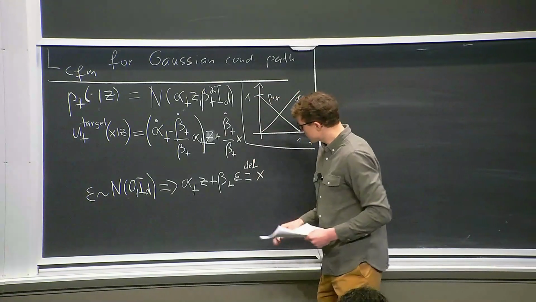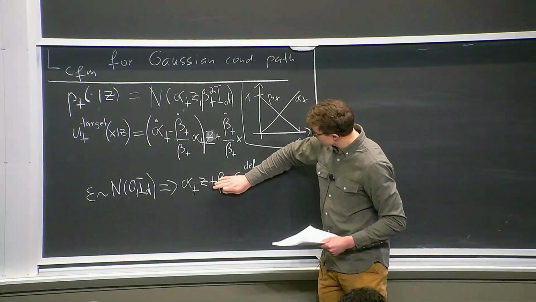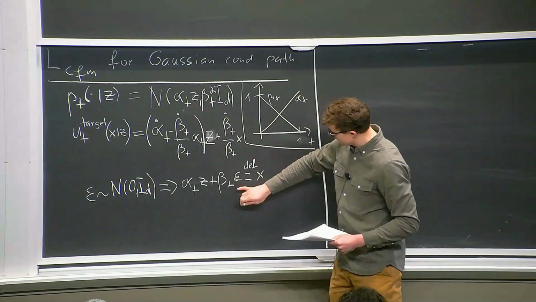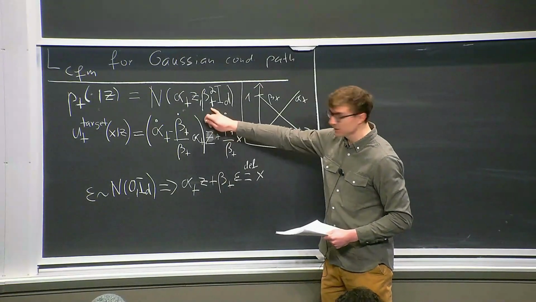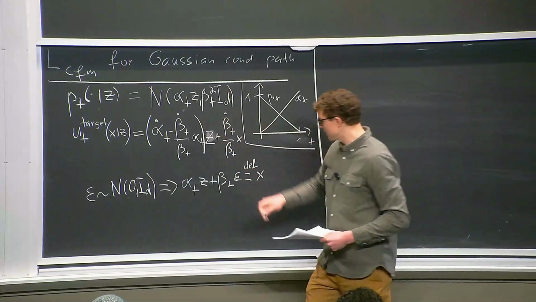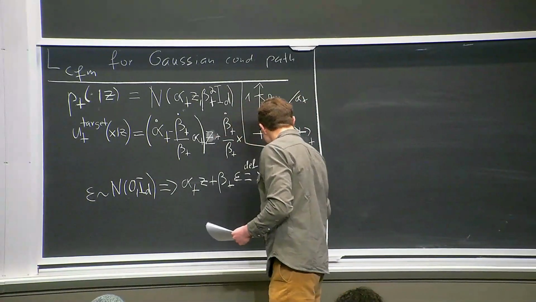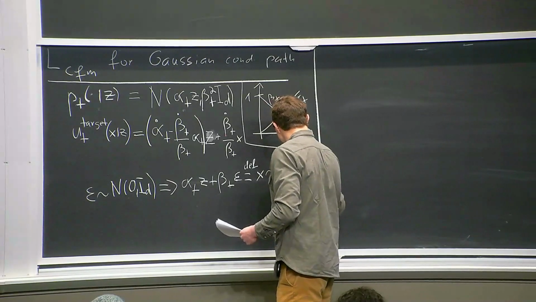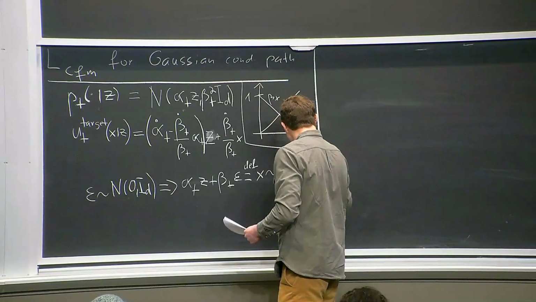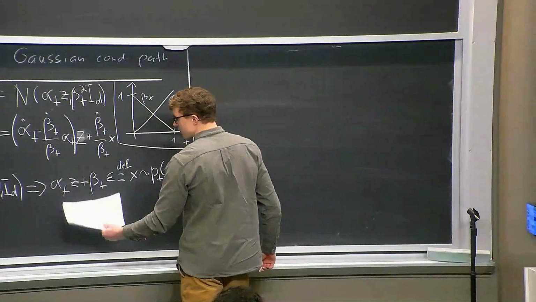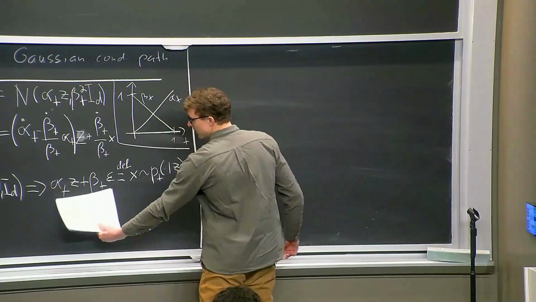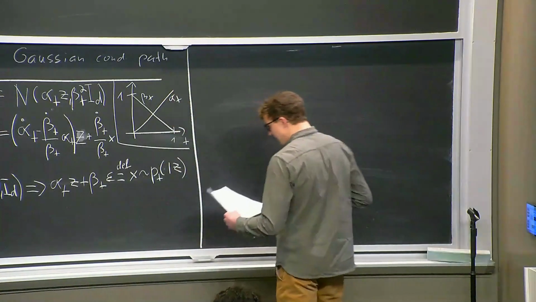And what's the distribution of this object? It has mean alpha t z, and it scales the standard deviation, which means the variance scales quadratically, which just means it has variance beta t squared. So this object is going to be distributed according to our conditional probability path. And all I'm doing now is plugging in that equation, replacing x by this formula. Let's see how this looks.